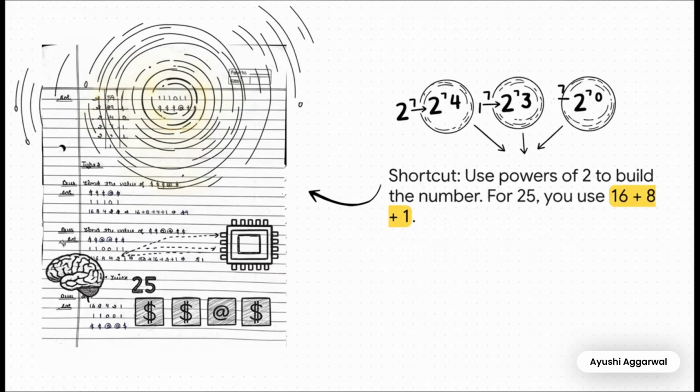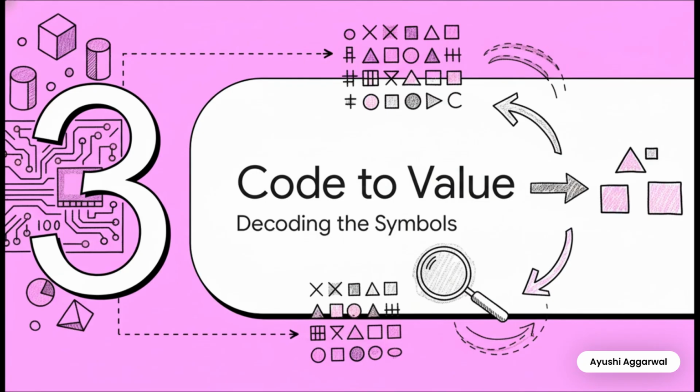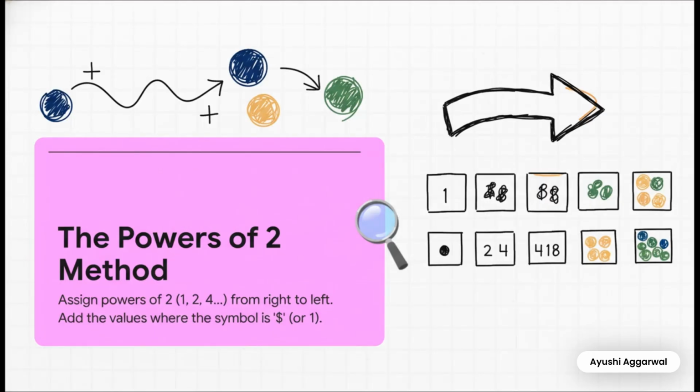So you just put a 1, which is our $, in the place of 16, 8, and 1, and a 0, our at, in the places for 4 and 2. And the code is ready, $, at, $. Now let's look at the reverse process. What if you're given the code and you need to find the number? This is just as important. This method is even easier, trust me.